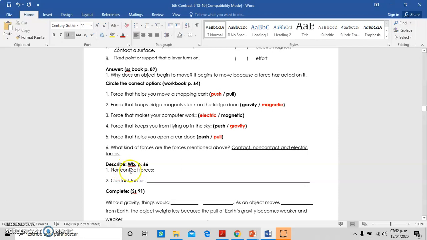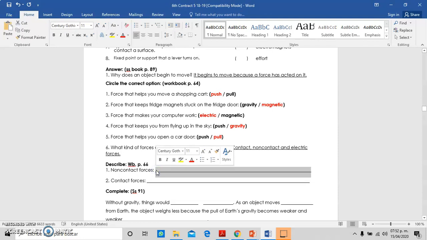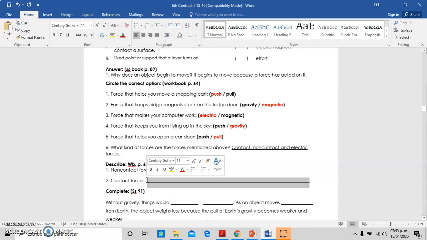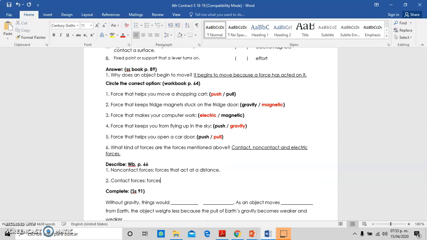Then describe non-contact forces and contact forces. You know how to describe this. It's easy. Non-contact forces are forces that act at a distance. I explained that at the beginning. And contact forces are forces that require two pieces of matter to touch.